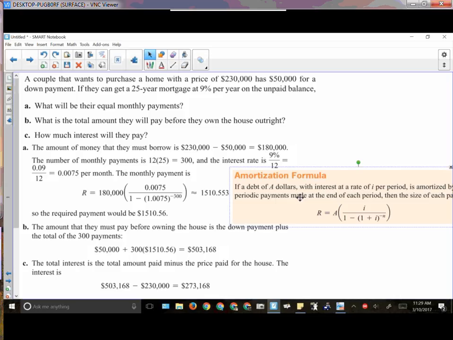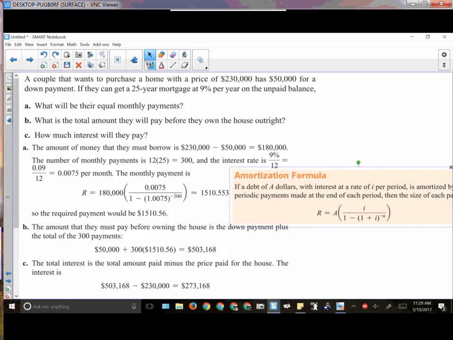So here we go. Now a couple wants to purchase a home with a price of $230,000. Are they going to take out the whole $230,000 for their loan? The answer is no. They have $50,000 for a down payment. So if they can get a 25-year mortgage at 9% per year on the unpaid balance, what will be their equal monthly payments?